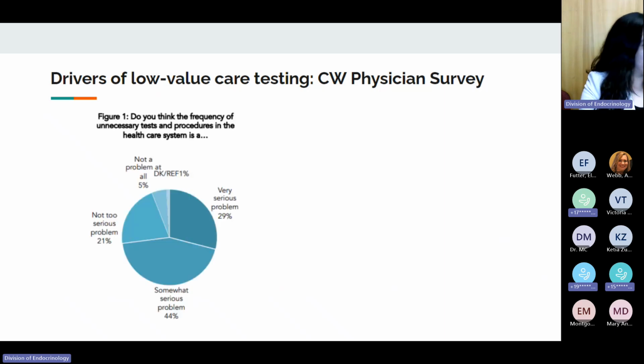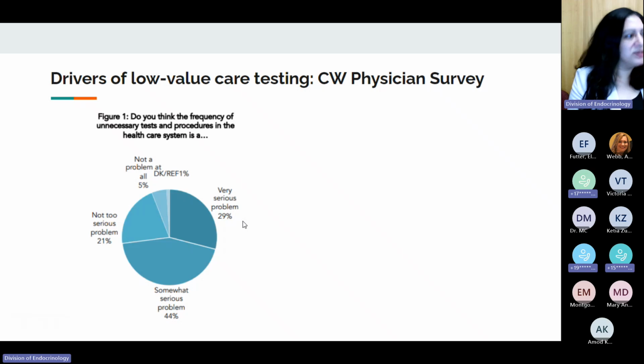And they asked a couple questions, which are very interesting. So, first, they asked 600 physicians, do you think the frequency of unnecessary tests and procedures in the healthcare system is a problem, not a problem, very serious problem? And more than half of people, 44% and 29%, felt like it was a problem, a serious problem.